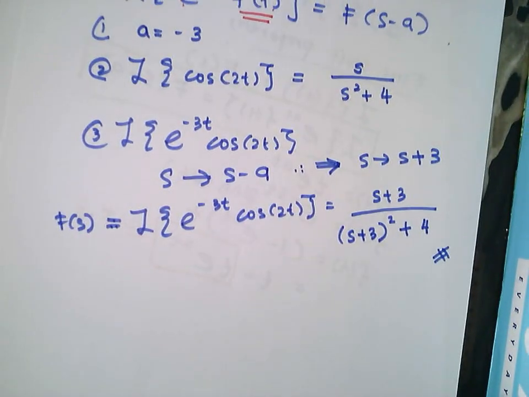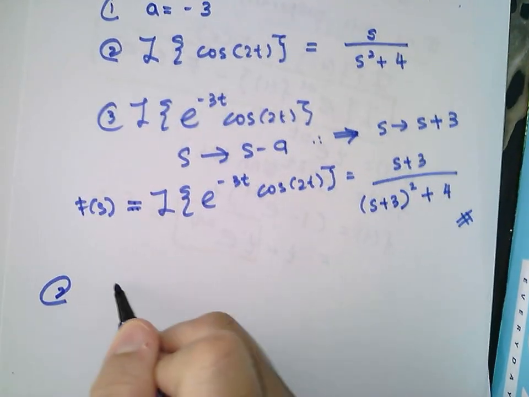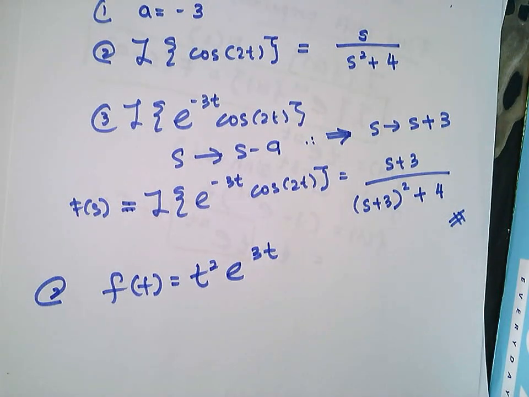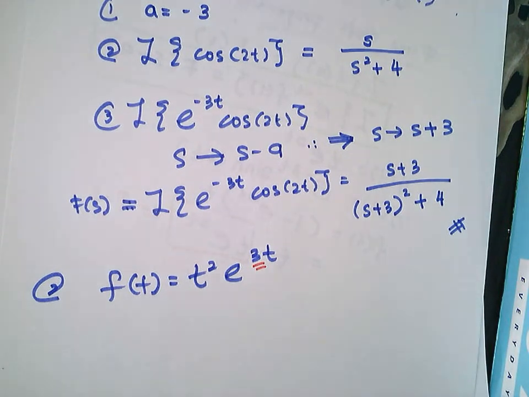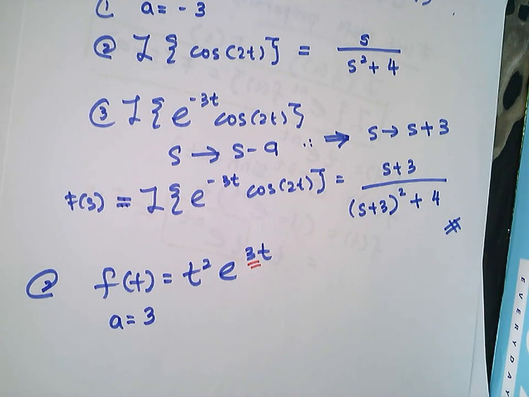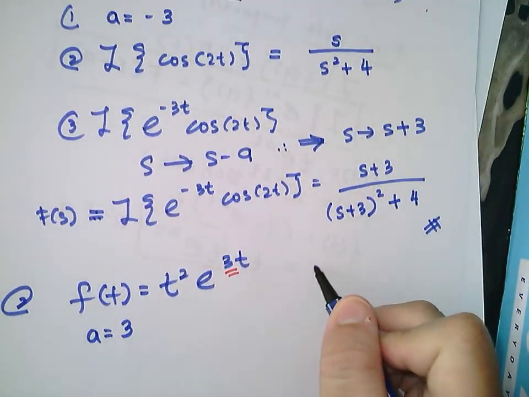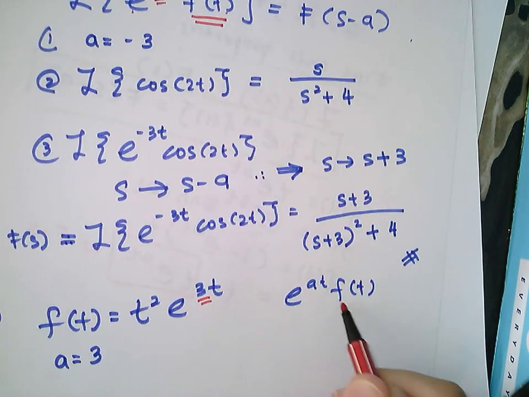So next, this is the first example. Try to do the second one. Let's say your f(t) is equal to t squared exponent 3t. So what is your a here? By looking at the power of the exponential function, you know that your a is equal to 3. The next step, you have to find the Laplace of f(t). By comparing the function that you have with the general one, which is e^(at) f(t), you know that your f(t) is equal to t squared.